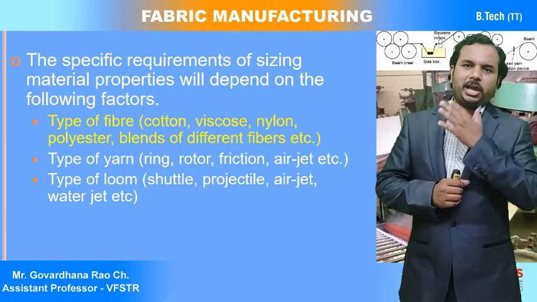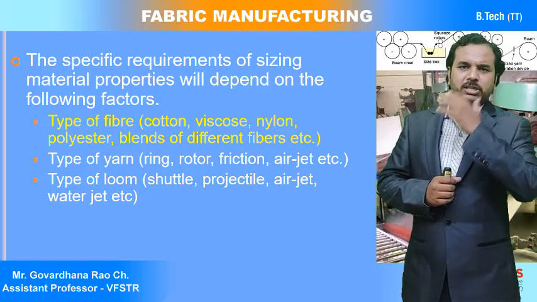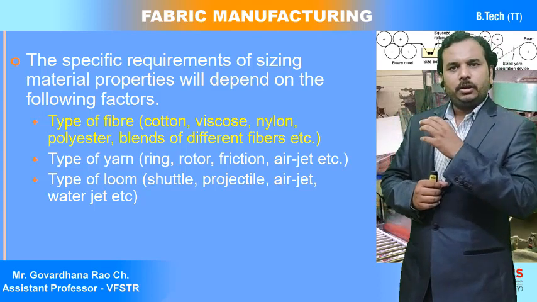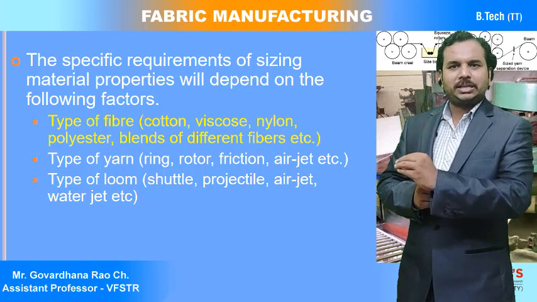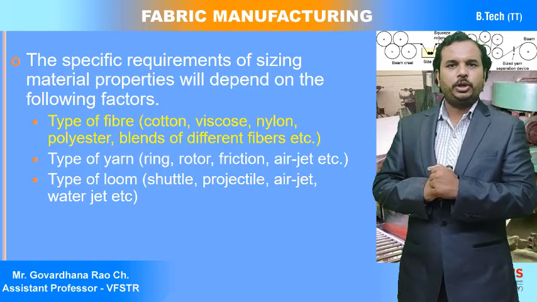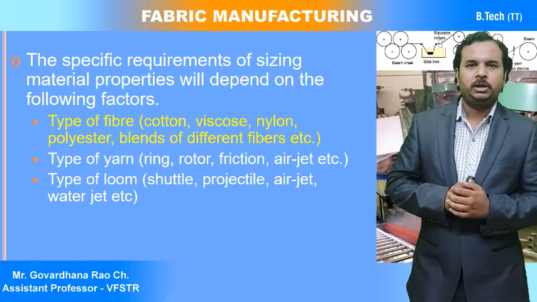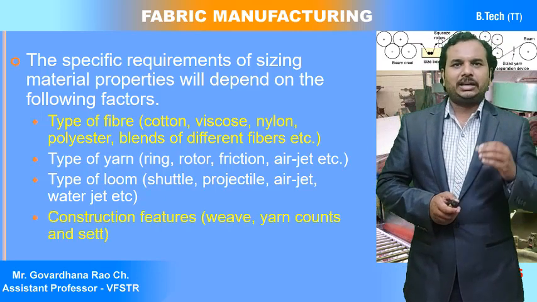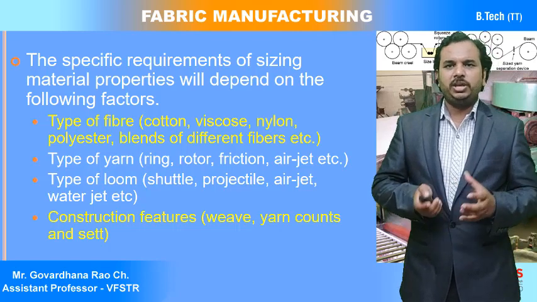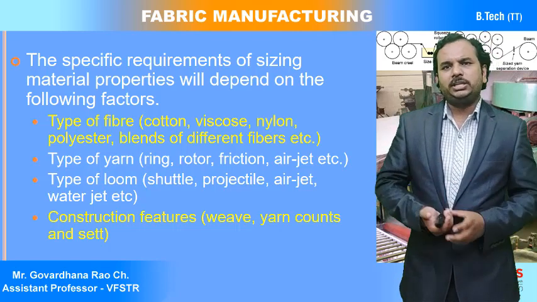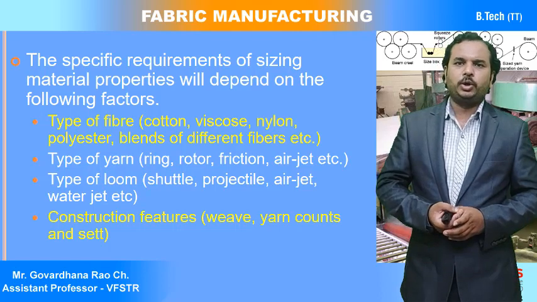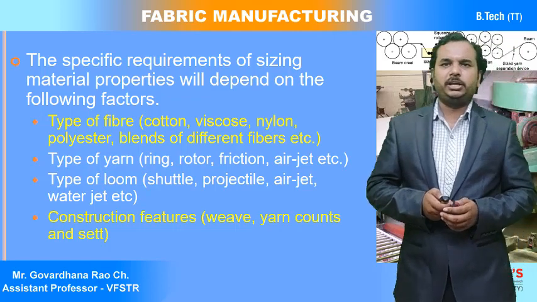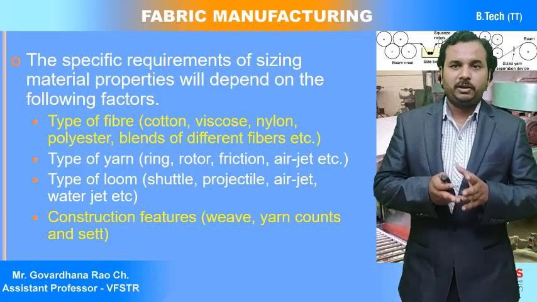If we are running at higher speeds, more stresses and strains are applied, and the yarn should resist the stresses and strains applied in the weaving machine in a very short time. So this is also one of the major factors. And the constructional features, that is weave, yarn count, and the quality set of the fabric we are going to produce. These are some of the requirements of sizing material properties.